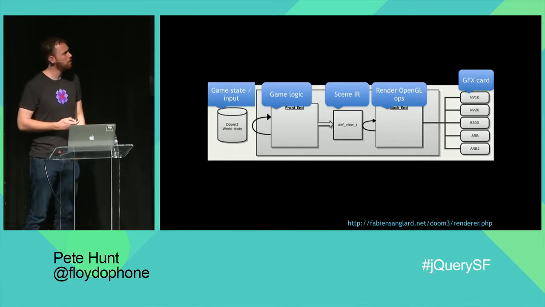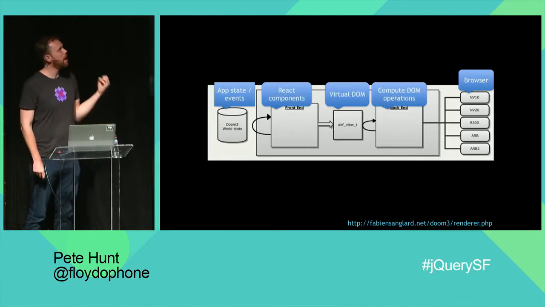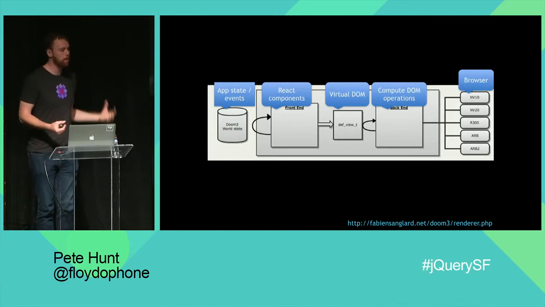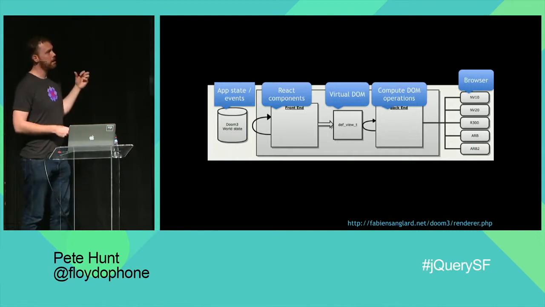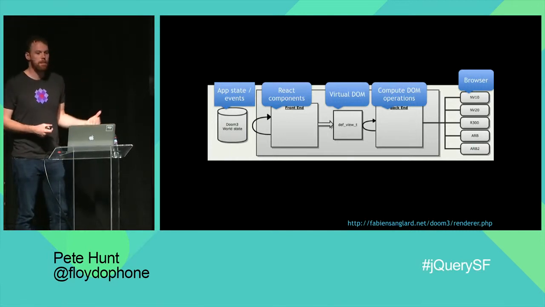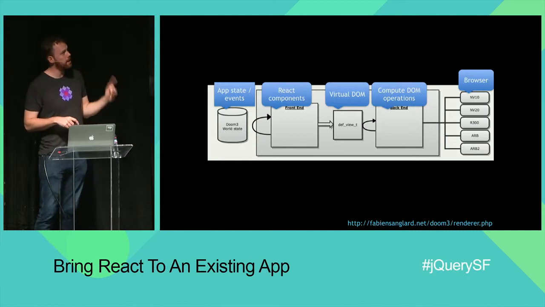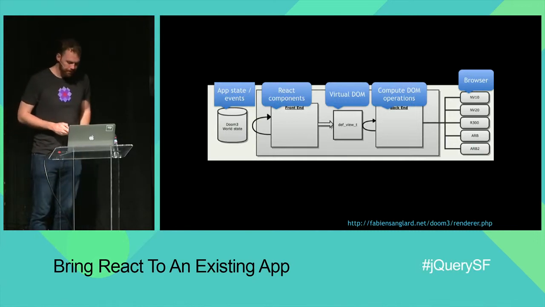React is built in a pretty similar way. Rather than having the state of the game world, you have the application state. And rather than having rules of the game, the rules of the game are the React components. They implement your display logic. And then those React components return a virtual DOM representation. That virtual DOM representation gets diffed with the previous one to create imperative DOM operations that then get sent to the browser rather than the graphics card.